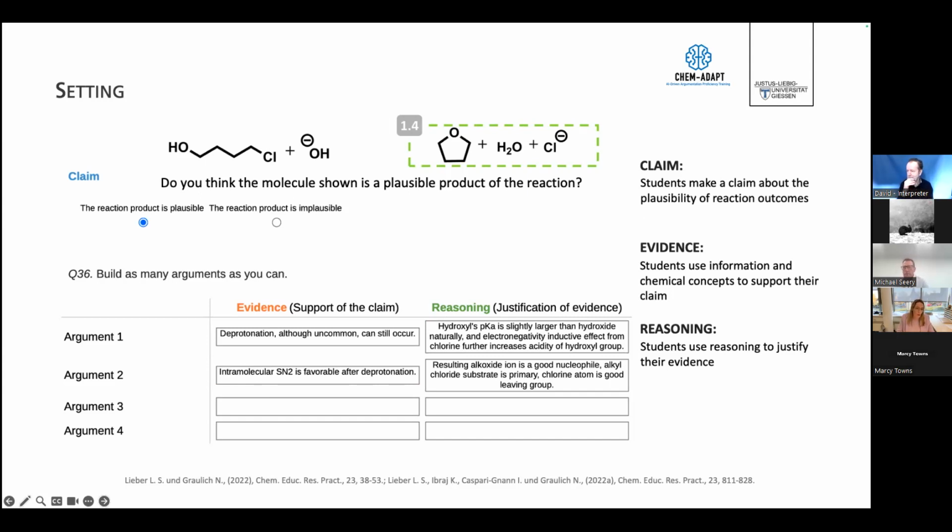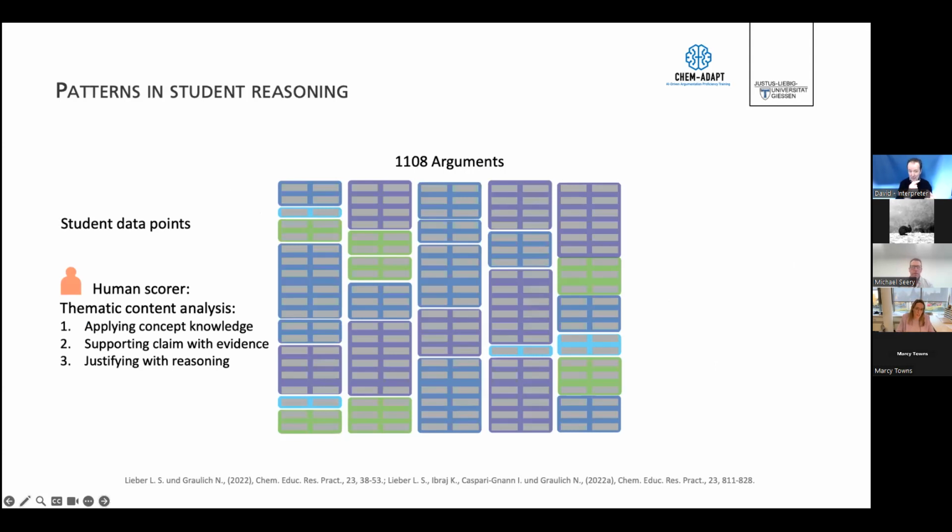Then we had to code everything by hand. So we did a typical qualitative content analysis. We had around 1,000 arguments, and we were looking if students were applying concept knowledge in their arguments, if they supported their claim with evidence, and if they justified their evidence with reasoning. And this took Leonie and also a research assistant quite a while. So they were sitting in a seminar room for a week coding these arguments by hand.